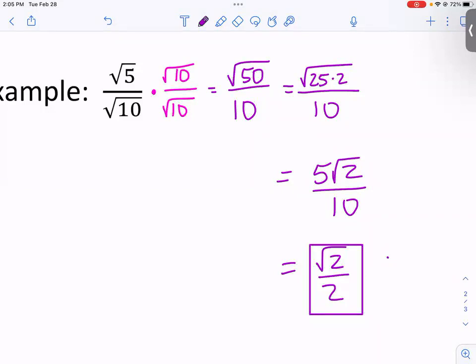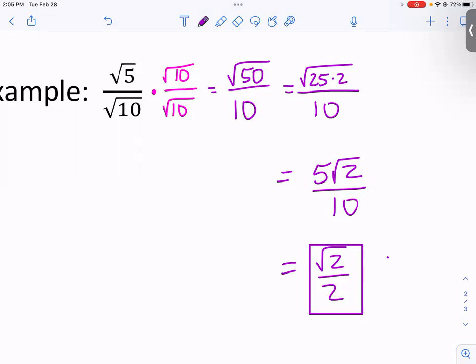We can only divide numbers that are outside of the radical with each other. We can only divide numbers inside the radical with each other. So since 5 and 10 are outside of the radical, we can do that division. But here, since this 2 is under the radical, but this 2 is not, there is nothing we can do.